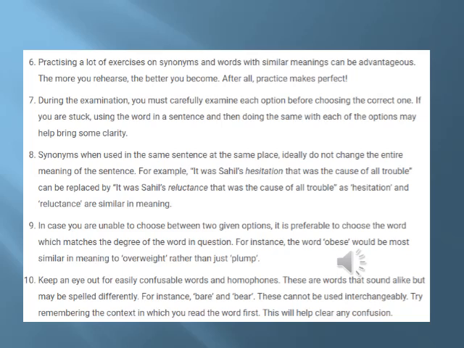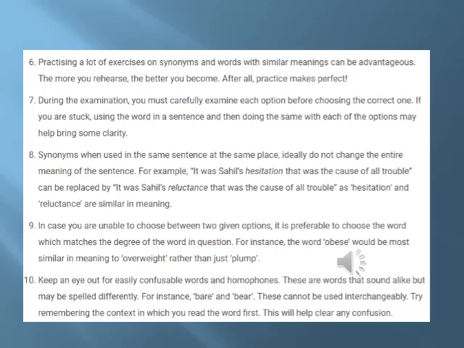Synonyms, when used in the same sentence at the same place, ideally do not change the entire meaning of the sentence. For example, "It was Sahil's hesitation that was the cause of all trouble" can be replaced by "It was Sahil's reluctance that was the cause of all trouble," as hesitation and reluctance are similar in meaning. But it is not necessary that you can always replace synonymous words.